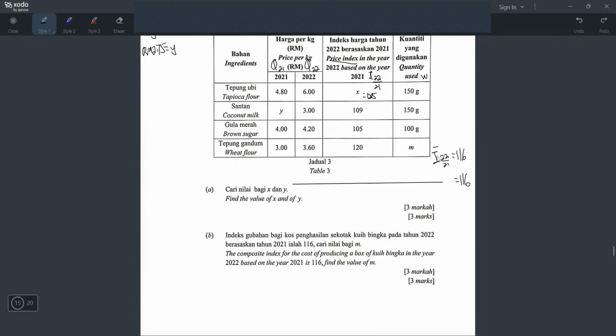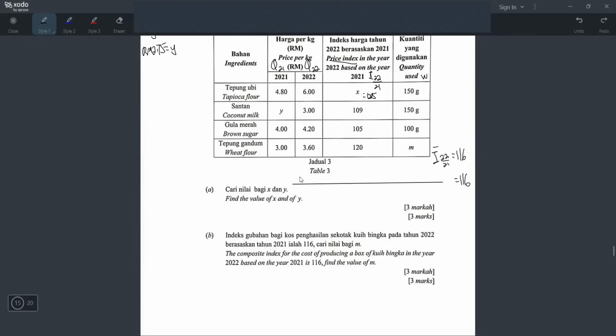Okay, what is the formula for composite index? Total of IW divide total of W. So I and W have to be multiplied together. And you have to make sure the I's year is the same as here. So you can see it's the same already. 22, 21, 2022, 2021. So it's the same.